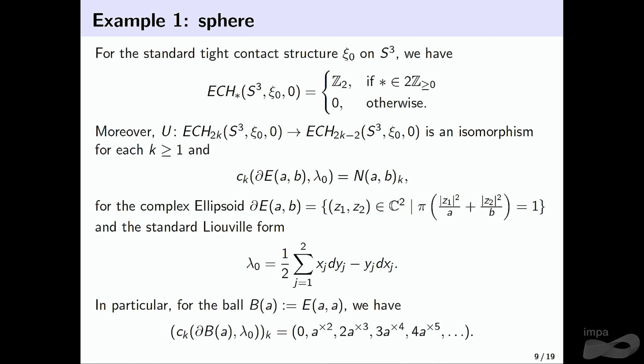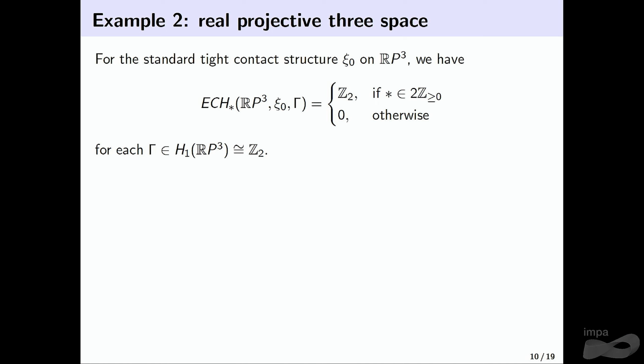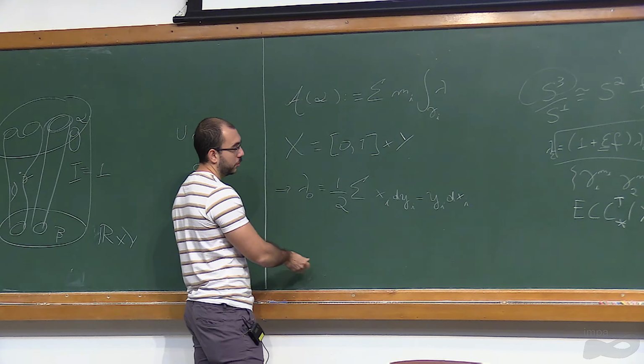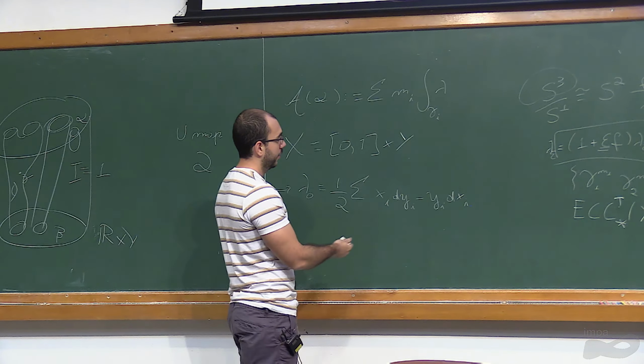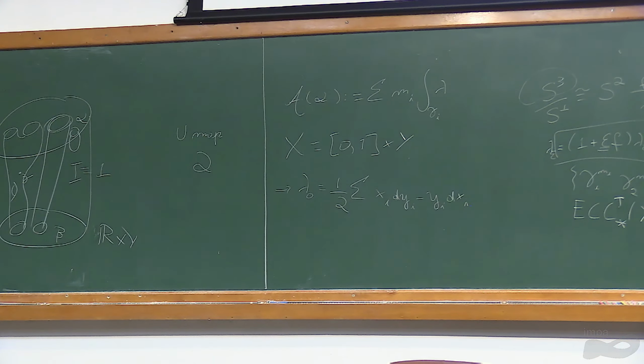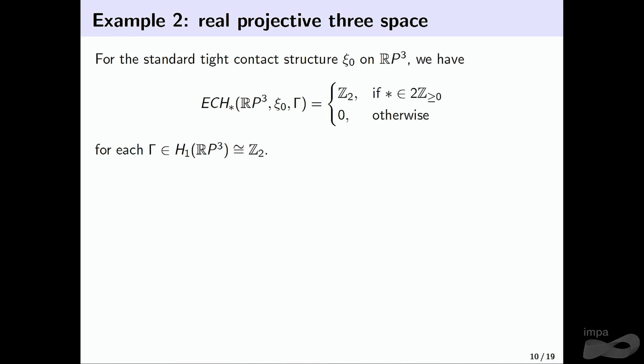Okay, so the second example is almost the same, but it's my favorite one. We have the real projective 3-space, and since this form is invariant by the antipodal map, you can descend this form to another form in RP3, and the contact structure as well. So you have a contact form in RP3, which is similar to the one that we just described. And the orbit space is, again, a sphere, so you can do the same approach here.